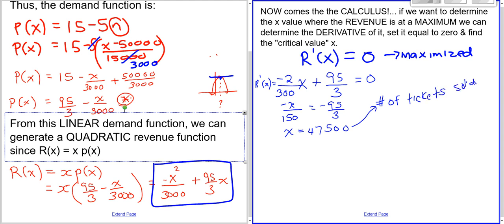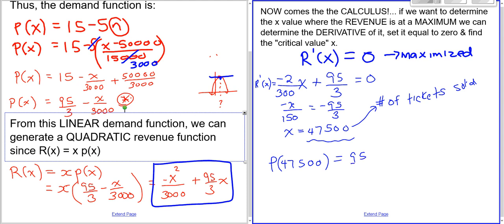The question originally, if you go back to the original question, was what should they set the ticket price to be in order to maximize the revenue? So where am I going to put this number of tickets sold to figure out what they will set the price to? And this is a more realistic situation. If I know that I sold 47,500 tickets and I just want to know what I should sell my tickets for, I'm going to put it into my price function. That's what my demand function was. So if I evaluate the price function at 47.5, I will get the price, because that's what P stands for, the price per ticket sold.